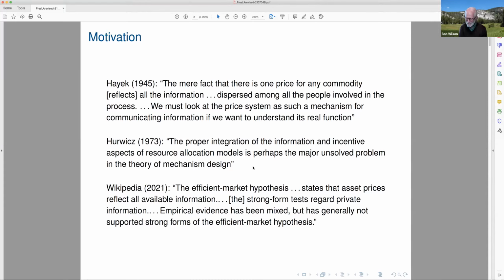Actually, I have this sense like, how could that be? If it's private information, how could they test it? It's unobservable to the outside observer. But anyway, in Wikipedia, they described it as not supporting strong forms of the efficient market hypothesis. That is, there's not convincing evidence that privately known information is being reflected in prices, which is quite the contrary, of course, of the rational expectations kind of view. That's actually the dominant aspect of the efficient market hypothesis.